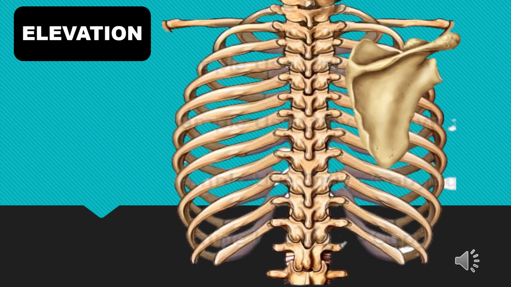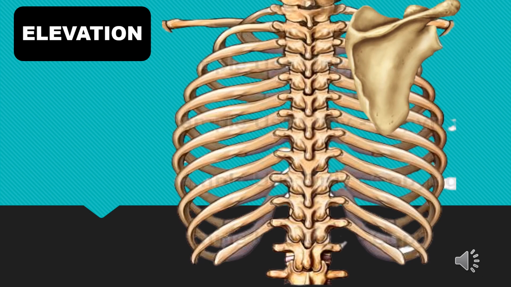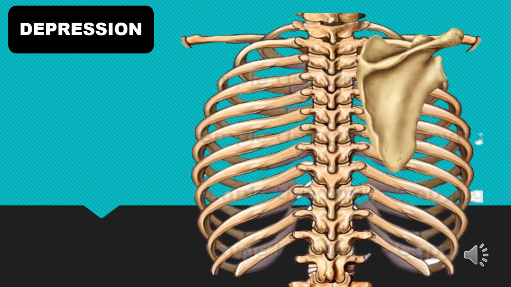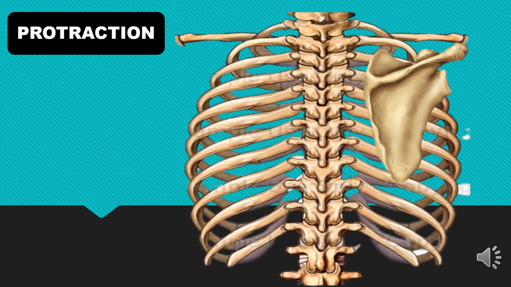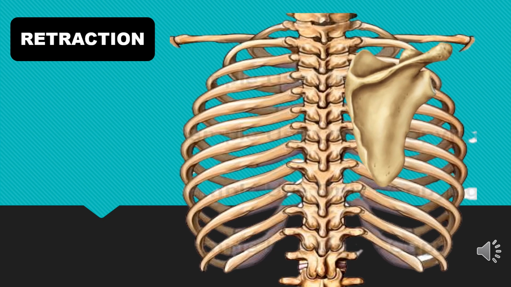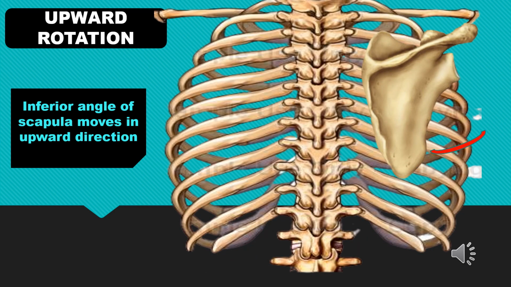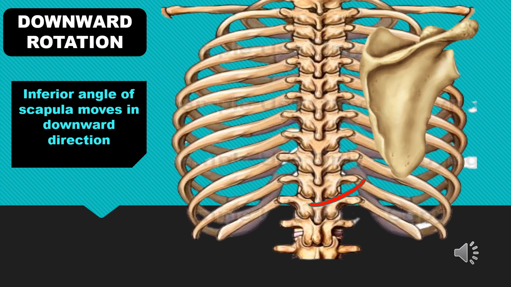So let's see which are the motions available at the scapulothoracic joint. Elevation, depression, protraction, retraction, upward rotation, downward rotation.